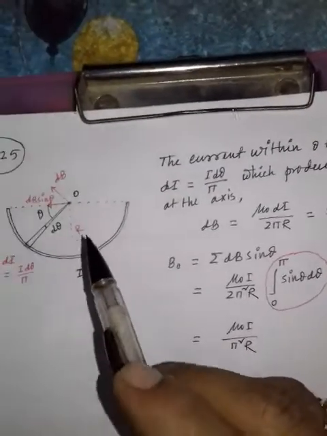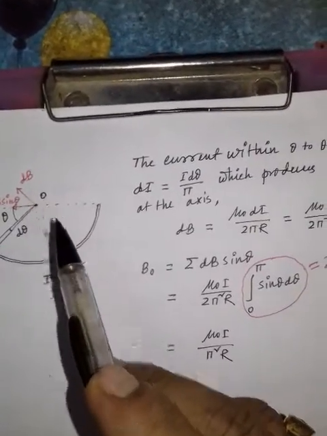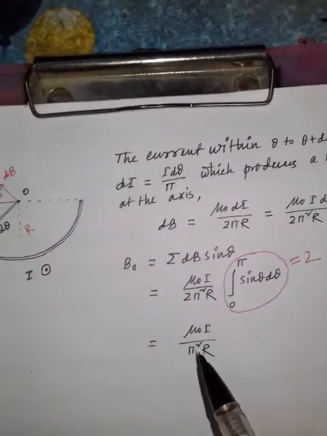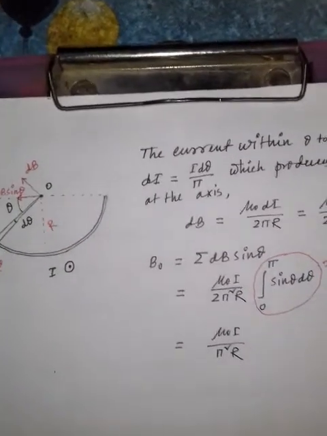So the resultant magnetic field at an axial point O will be of the form mu naught I by pi square r. Thank you.